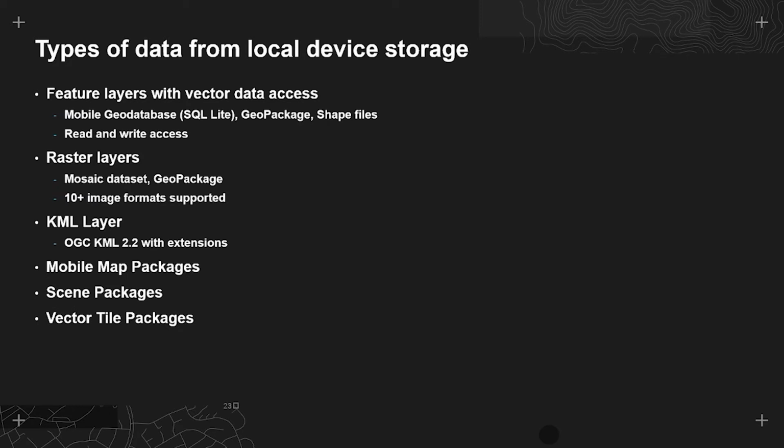Types of data from local storage: feature layers with vector data access, mobile geodatabases using SQLite, geopackages, shapefiles. These have read and write access. We can also access raster layers via mosaic data sets. There are 10 plus image data formats supported. We can also view KML layers. We support OGC KML 2.2 with extensions, mobile map packages, scene packages, and vector tile packages.